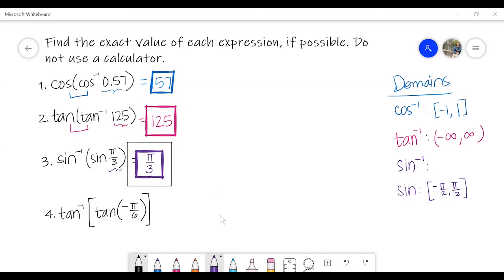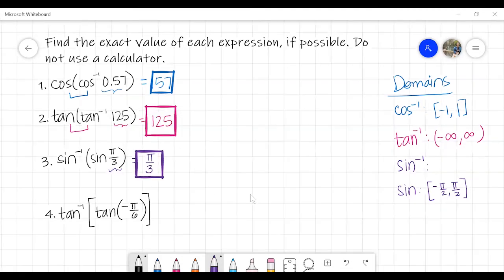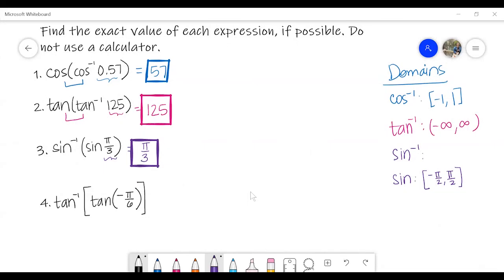Okay, next up, we've got another tangent question. This time again, it's regular tangent. So here our domain is tangent, and that goes from open parenthesis -pi/2 to pi/2. Does -pi/6 live within that? Yes, it does. Because that -pi/6 is in that group, our solution is just -pi/6.